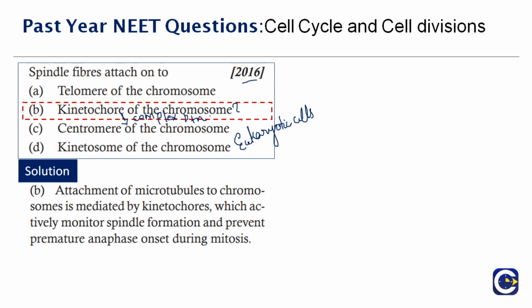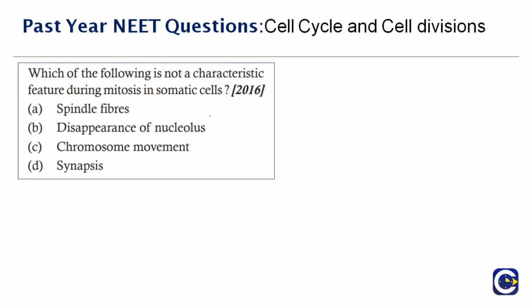Okay. Now moving on to the next question. Now this question is asking us which one of the following is not a characteristic feature during mitosis in somatic cells. Easy question. In fact, this question was asked in the year 2016. So which one is not a characteristic? We all know it has the presence of spindle fibers. Of course, there is movement of chromosomes and disappearance of the nucleolus. The only thing which is not a characteristic feature during mitosis is synapsis.